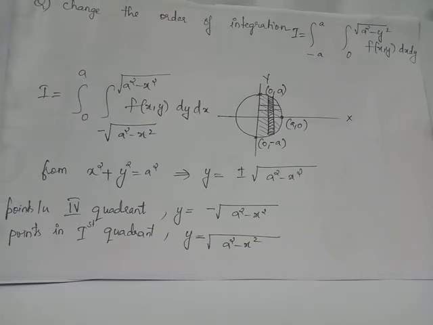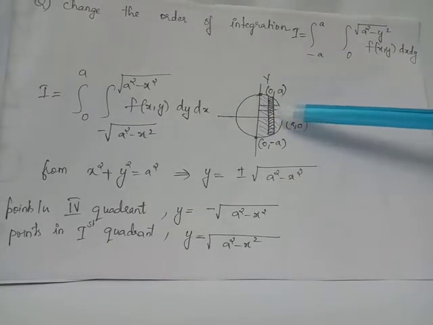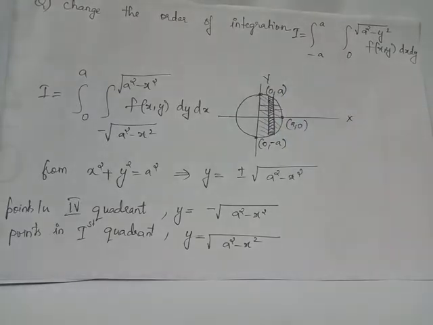Notice that if you draw a horizontal strip here, the horizontal strip has its left end at x equals 0, which is the y-axis, and right end on the circular part x equals root of a square minus y square, which is this circular part. This horizontal strip will have to move from y equals minus a to y equals positive a in order to trace the complete region in which we have to perform integration.